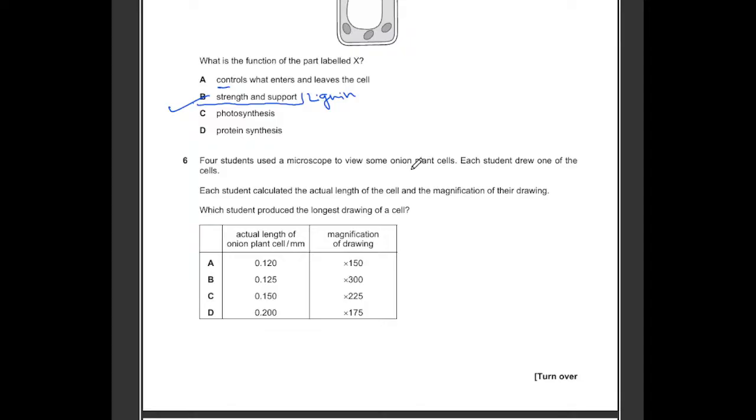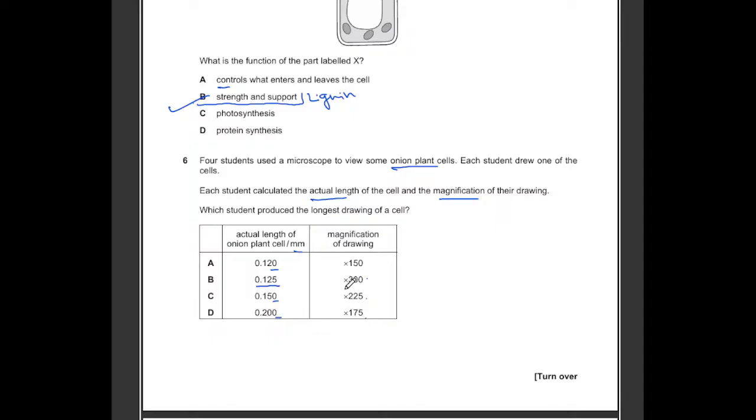Okay, this is about onion plant cells. They calculated the actual length and magnification of their drawing. Which student has done the largest one? Okay, actual length of the onion cell in mm is 125 or 120, 150, 200. This is what they have mentioned. Next one, magnification of the drawing is 150, 300, 225 and 175. Fine.